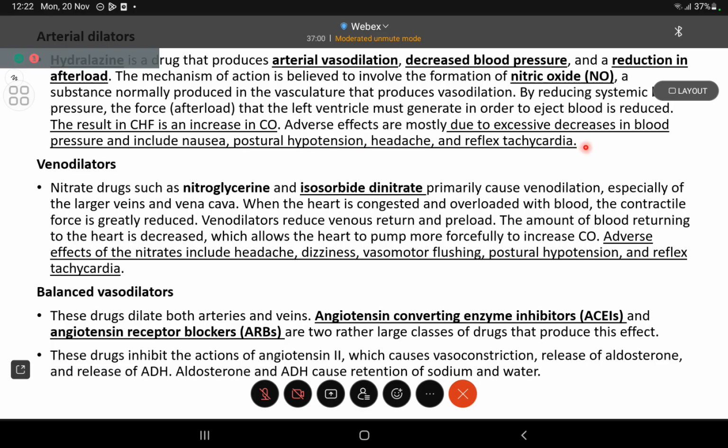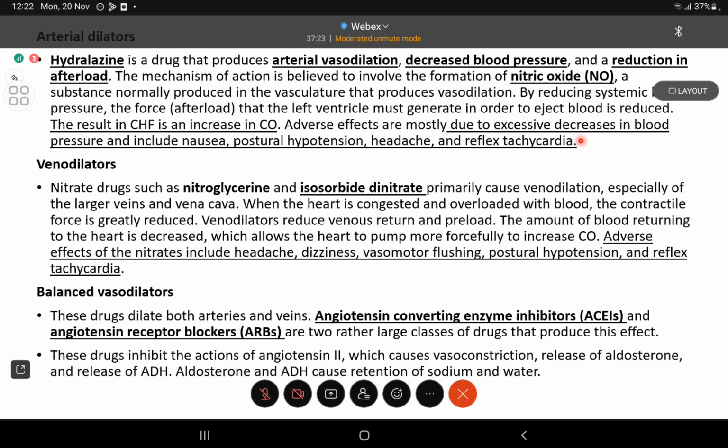So, of course, the IV drugs must have side effects. They happen in this drug also. They might cause nausea, hypotension. The nausea sometimes comes from hypotension, headache, and also tachycardia. Then why tachycardia? Because your heart is going to overcome the condition. That's why it becomes tachycardia.